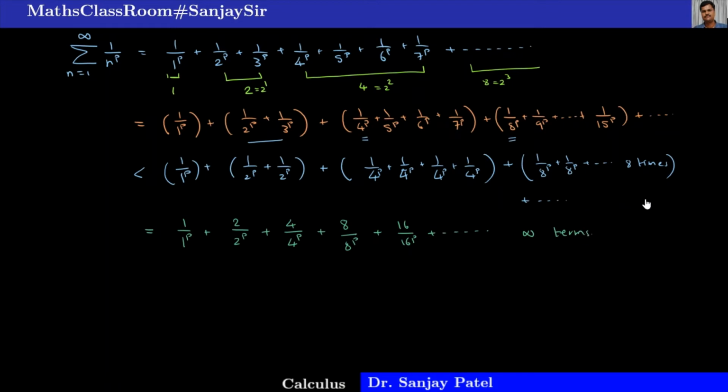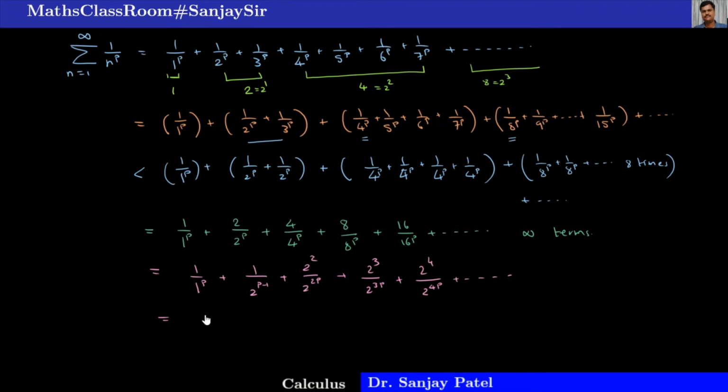Okay. Now this we can further simplify and write it as 1 upon 1 raised to p plus 1 upon 2 raised to p minus 1. This is 2 square upon 2 raised to 2p. Okay, then this is 2 cube upon 2 raised to 3p. This is 2 raised to 4 upon 2 raised to 4p, and so on.